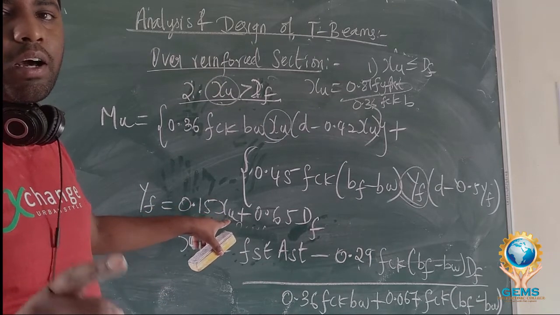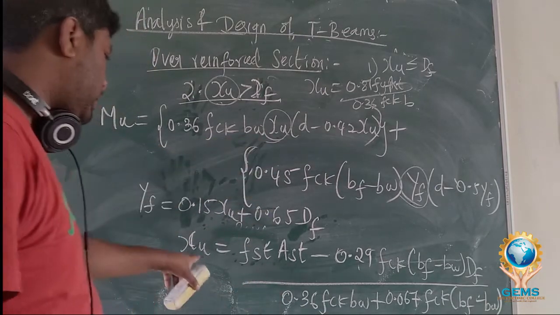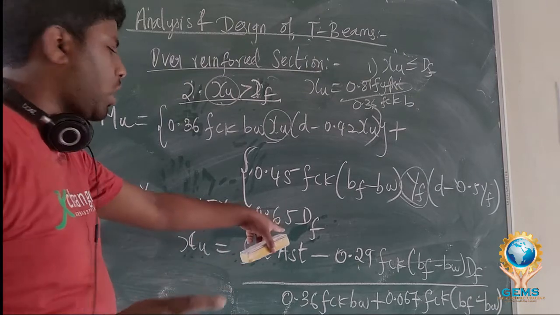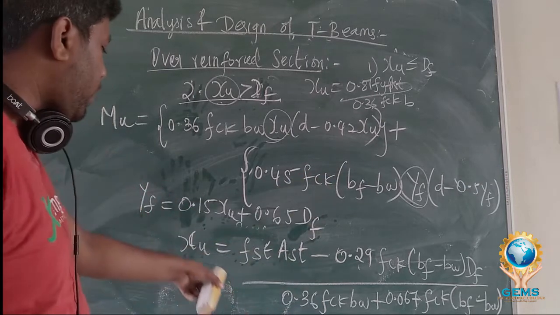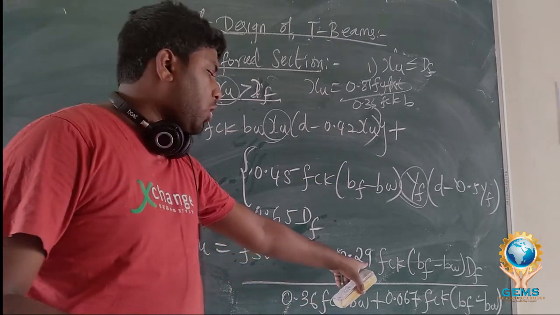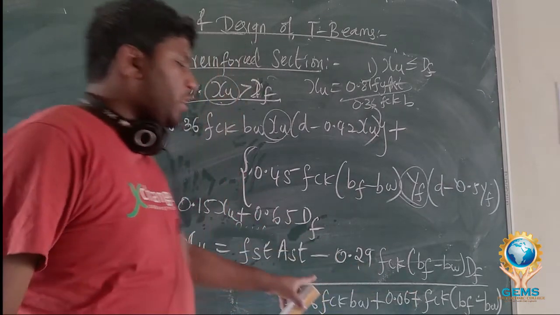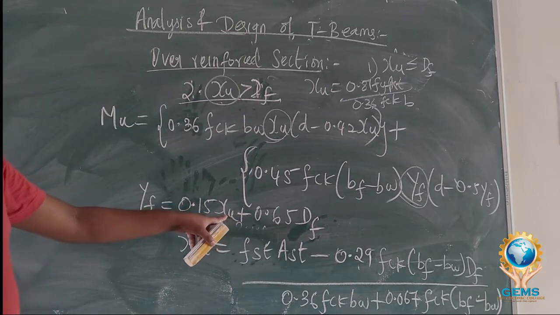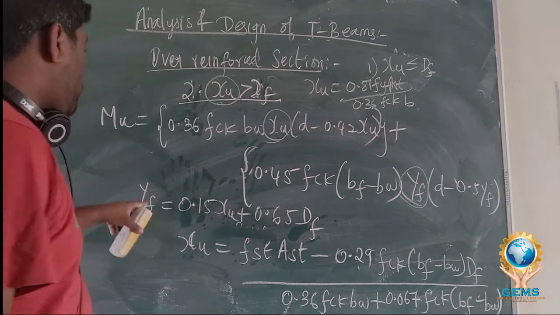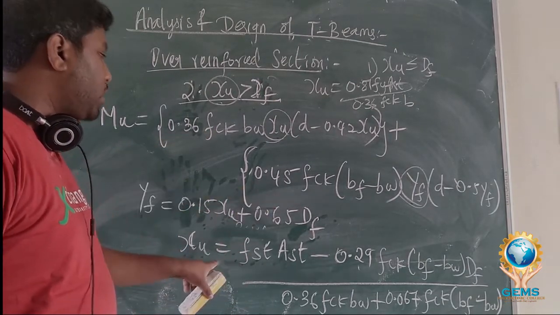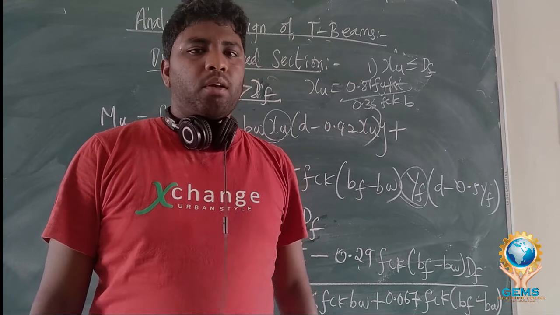If YF is equal to or greater than DF, you take that YF and XU value and substitute in the moment of resistance formula. If the YF value you have got is less than DF, you will use another XU formula: XU equal to FST AST minus 0.45, with 0.29 into 0.36 and 0.067, and you will get one XU value. You substitute that XU value again and you will get YF, which will surely be greater than DF. Then you substitute that XU and YF value in the formula and find the moment of resistance. Understand? So this is your part 3. Thank you, students.